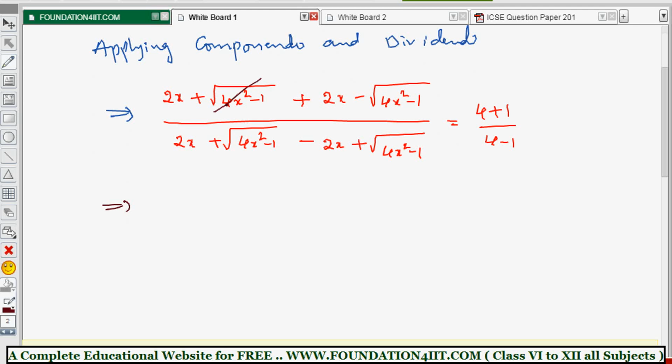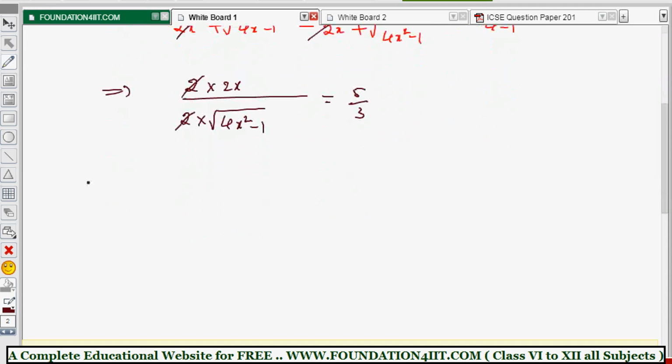Now if we cancel and simplify, we will get the value of x. Here plus square root of 4x square minus 1 and minus square root of 4x square minus 1 get cancelled. Plus 2x and minus 2x are cancelled in the denominator. Then remaining is 2x into 2, so 2 times 2x by 2 times square root of 4x square minus 1 is equal to 5 by 3. Again the 2 gets cancelled. Now squaring on both sides and doing cross multiplication, we can remove the square root.